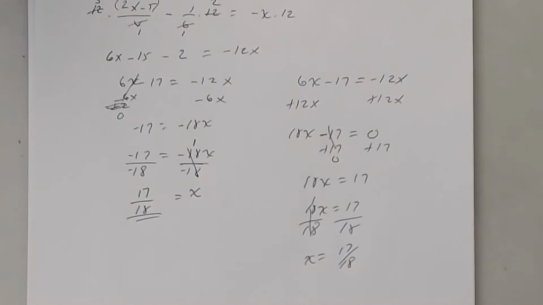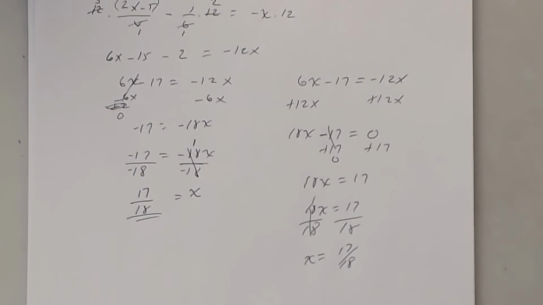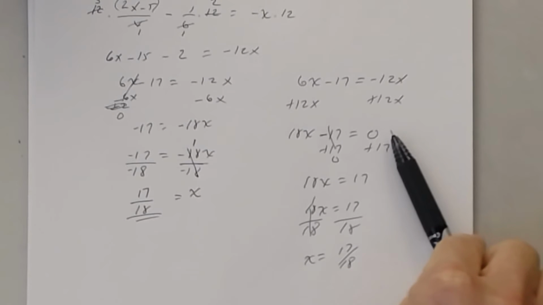So just notice that depending on what approach you took, you still get the same answer. You just got to be careful with this little part here. So it equals something. You just can't leave it blank. It's got to be 0.